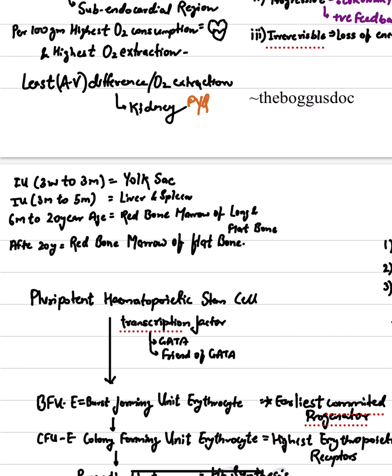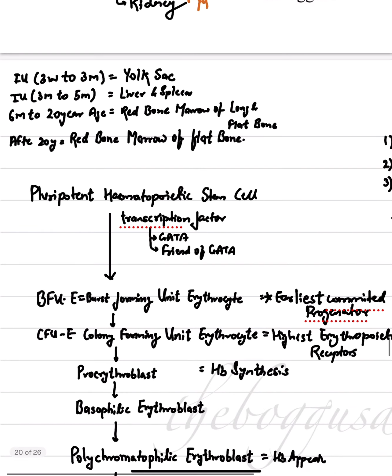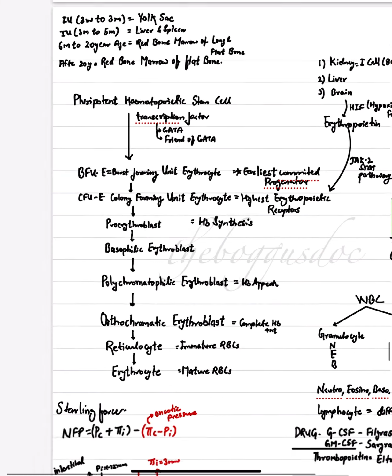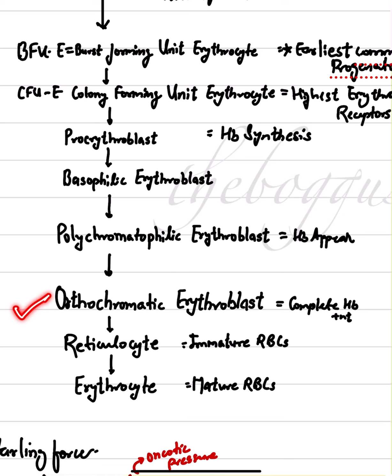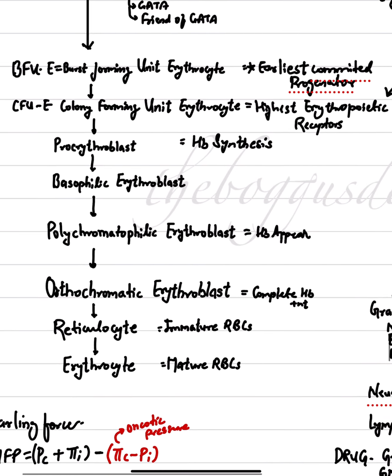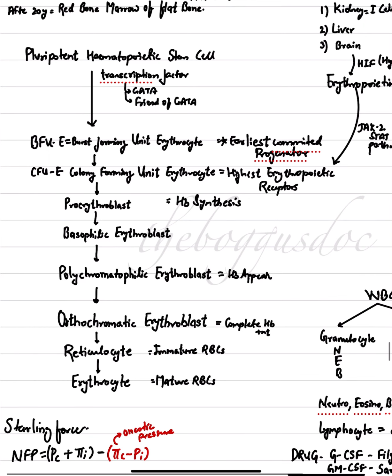Sternum is very important. In simple terms, the pluripotent hematopoietic stem cell, with the transcription factor GATA, releases the burst forming unit for erythrocyte, followed by the colony forming unit of erythrocyte, followed by proerythroblast, basophilic erythroblast, polychromatic erythroblast, orthochromatic erythroblast, reticulocyte, erythrocyte. You can remember the earliest committed progenitor that leads to erythrocyte is the burst forming unit erythrocyte.